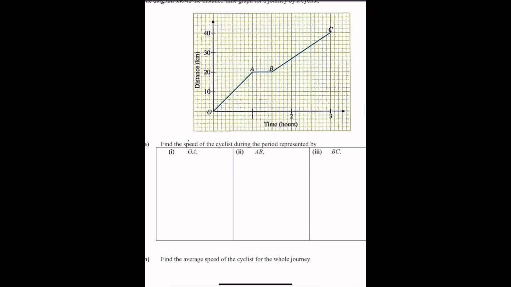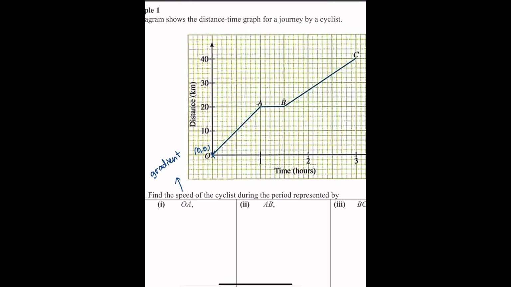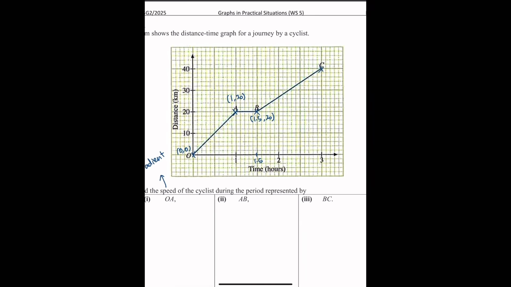What we can do first, because to find the speed is actually the gradient, you need coordinates. So we can label coordinates for each point first. A here will be (1, 20). B here will be (1.5, 20). And C here will be (3, 40).